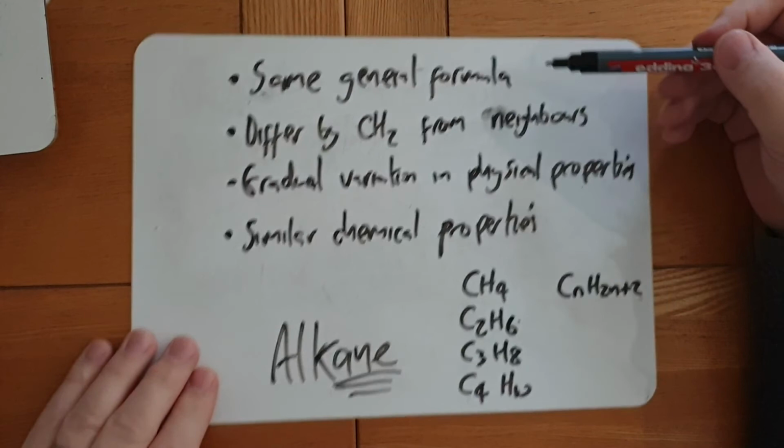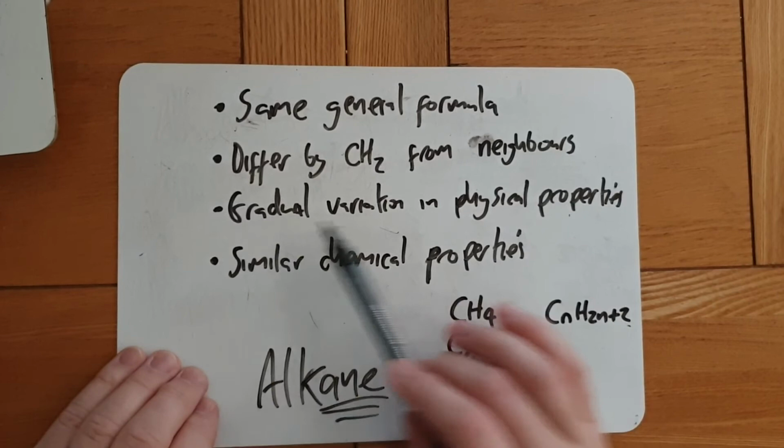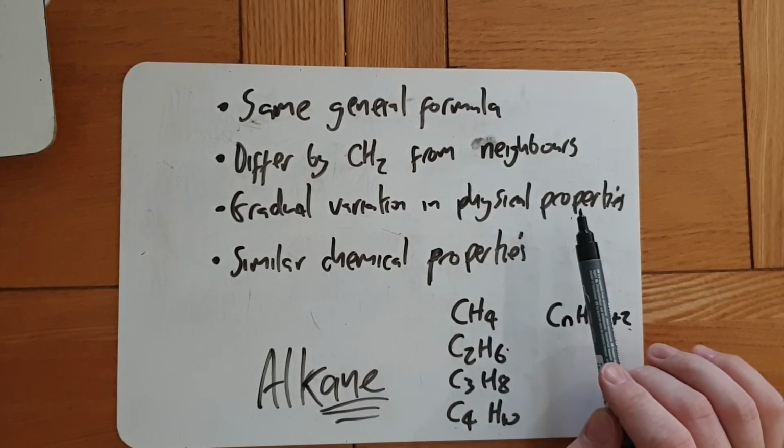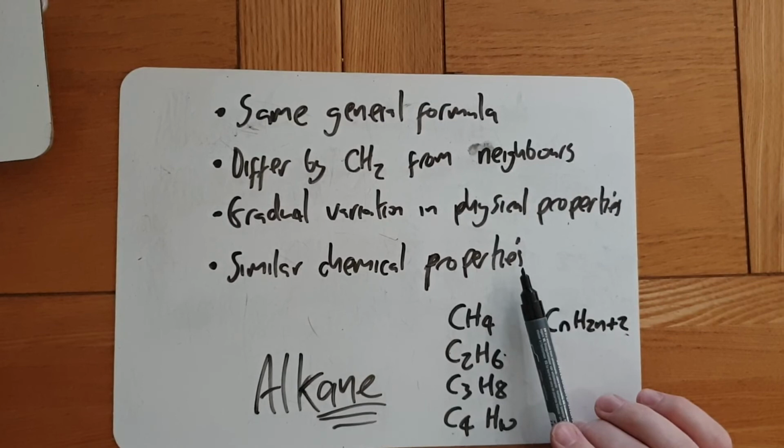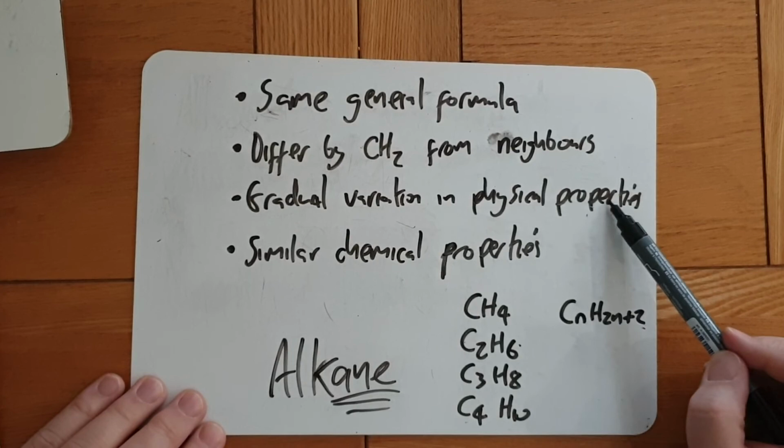So we've got the same general formula. They differ by CH2 from the neighbours. They have a gradual variation in physical properties, and they have similar chemical properties. So gradual variation in physical properties is like the boiling point changing. The longer the chain you get, the higher the boiling point. They have similar chemical properties. They all catch fire. They all do the same chemical reactions. The reason they do the same chemical reactions is because they're made of the same elements and they've got the same bonds. So, gradual change in physical properties, but they all have very similar chemical properties.